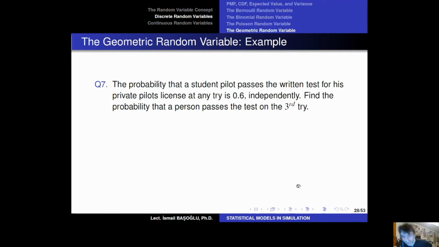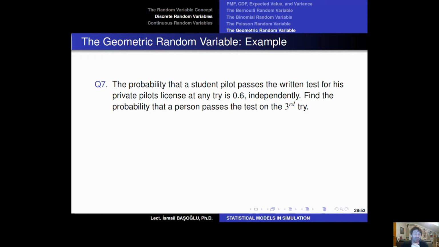Now, let's solve this question about the geometric random variable. The probability that a student pilot passes the written test for his private pilot's license at any try is 0.6, independently. Actually, such an independence assumption here is a very strong assumption. Actually, there is this learning effect.